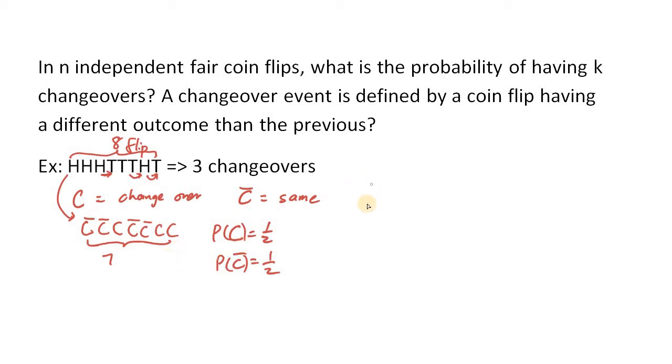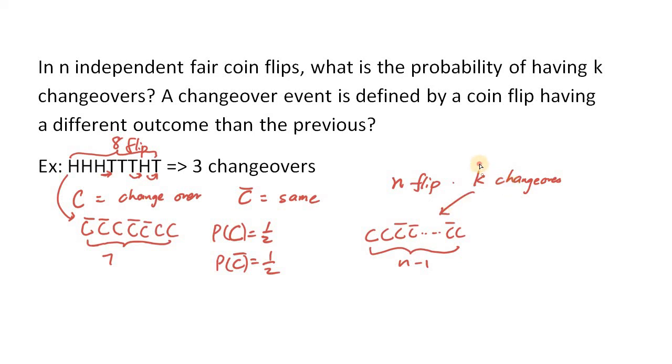Basically, the question is, if we are given n flips and k changeovers, what is the probability of that? So we know that if we encode the events from flips to changeover events, we will have basically a bunch of change and no change events, and the size of them is n-1, and we want k of them to be changeover events in these n-1 events.